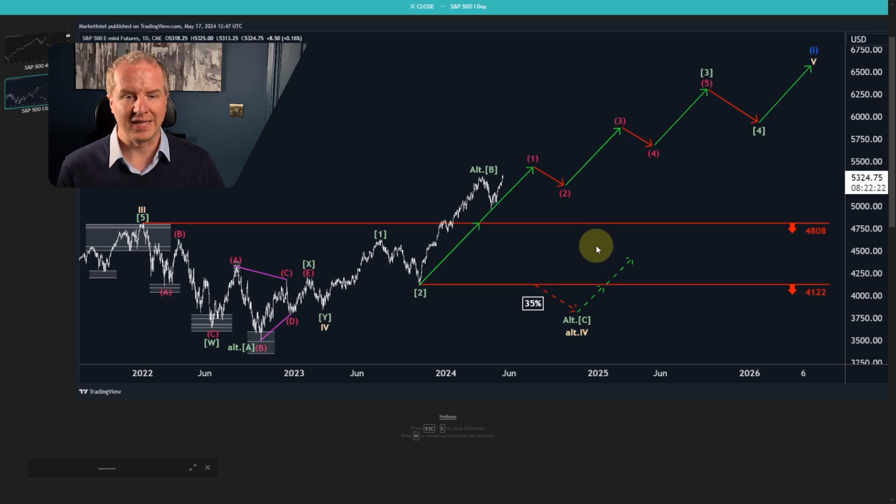Quite clear. Obviously also the alternative count needs to be considered because 35%, which you can see on the chart there for the alternative, that's not nothing, that is quite substantial as well. But it takes evidence to focus on the alternative count as primary. And for example, what we would like to see first to reconsider this scenario and make it possibly primary count is a break below 4,808 points and then followed by a break below 4,122.